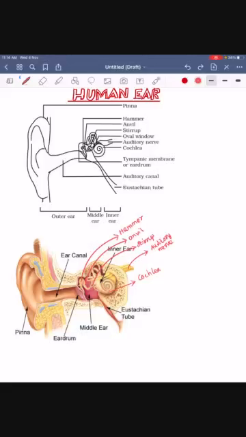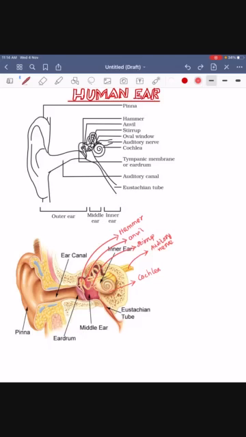Good morning to all. Today we are going to see how we can hear various sounds. You know that the organ used for sensing sound is called the ear. Today we are going to see the structure of the human ear.